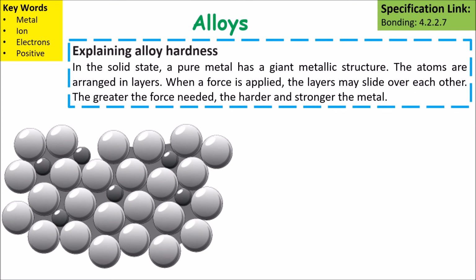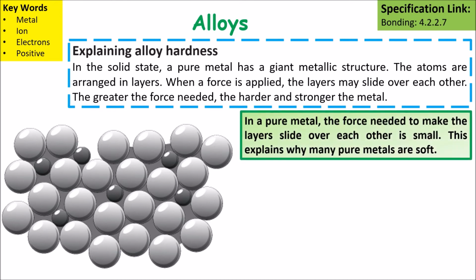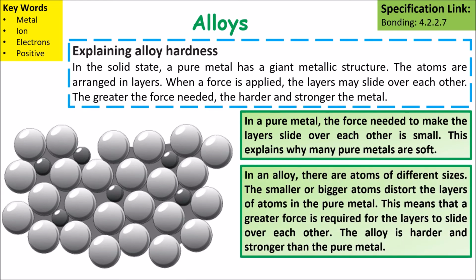In a solid state, a pure metal has a giant metallic structure. The atoms are arranged in layers, so they can slide over each other when a force is applied. In a pure metal, the force needed to make them slide over each other is relatively small. However, in an alloy, there are atoms of different sizes, so the smaller or bigger atoms distort the layers of the atoms in the pure metal. This means that a greater force is required for the layers to slide over each other. So the alloy is harder and stronger than the pure metal.